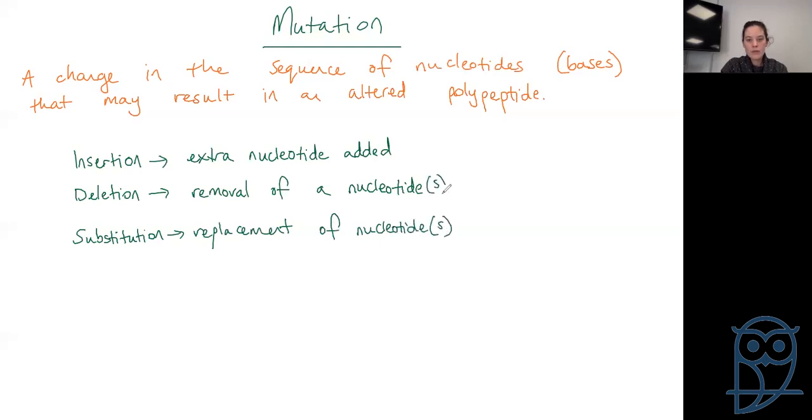Also, all of these could happen with more than one nucleotide. The other one that's interesting because it comes up in memos, it's not actually straight out there in your textbook, but this is an inversion mutation. So I'll put this one in brackets. Here, a segment of the DNA is reversed.